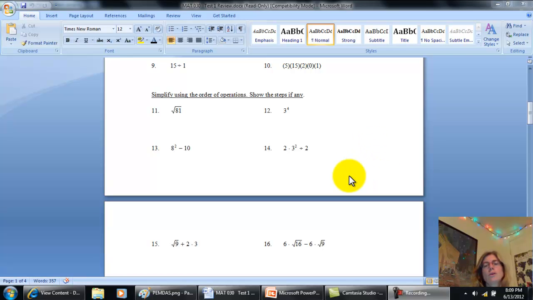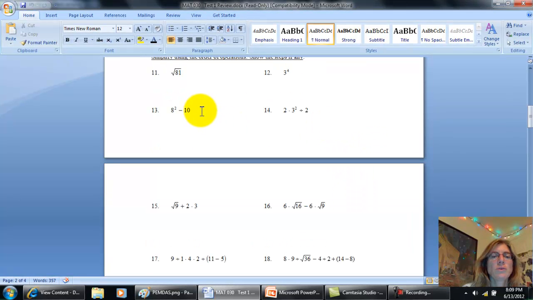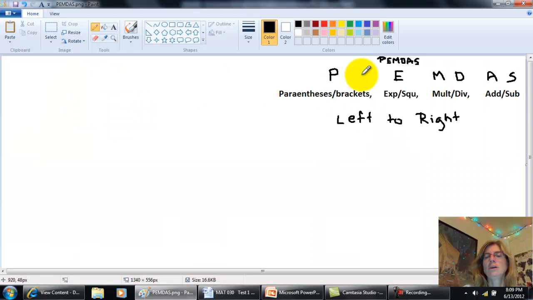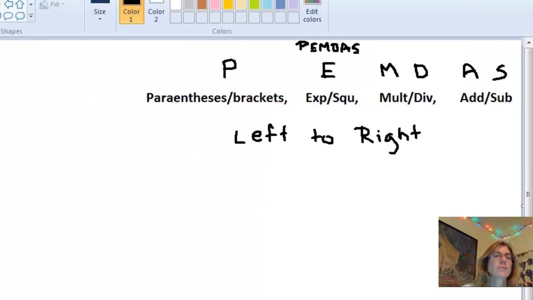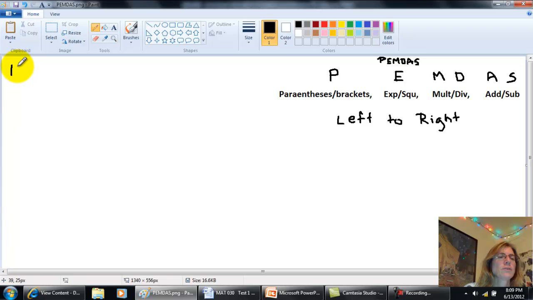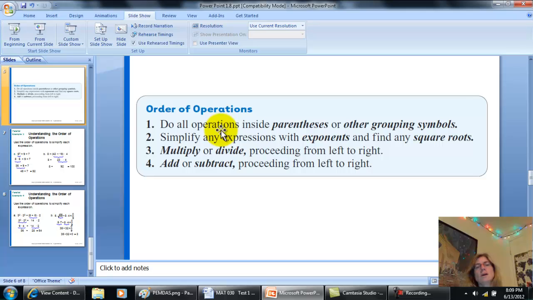Okay, this is going to cover order of operations. We'll start with 13, and this here is a mnemonic device to remember the order in which we always work a problem. Problem 13. Now this mnemonic comes from this, and this is the official order of operations.